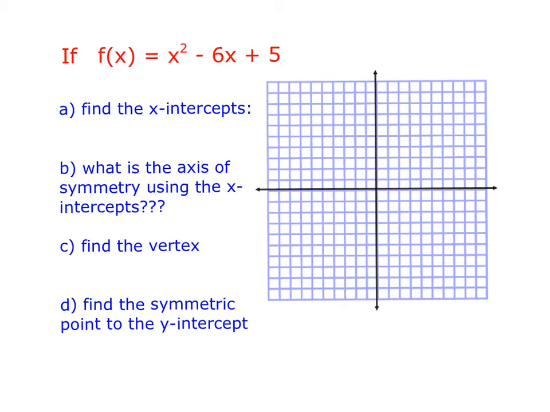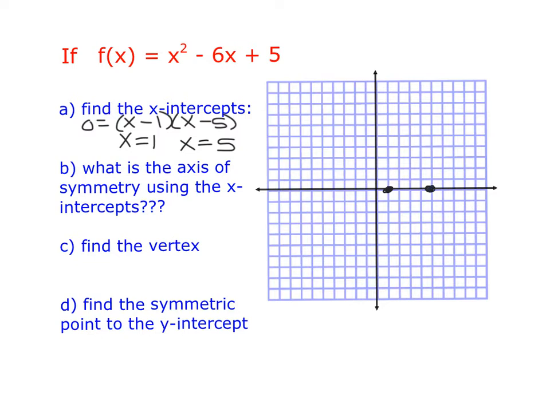All right, so here's our first graphing problem. So we're going to start by finding the x-intercepts. So x-intercepts, we're going to set this equal to 0. We're going to factor it. This is a nice, easy factoring problem. x minus 1, x minus 5. So x equals 1 and x equals 5. So those are my x-intercepts. So 1 and 1, 2, 3, 4, 5.